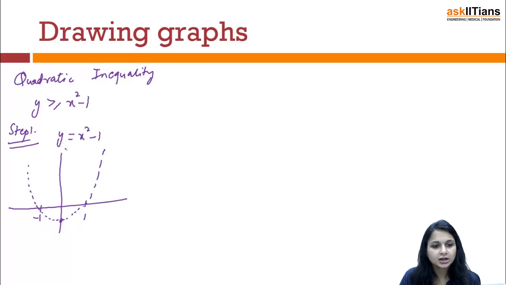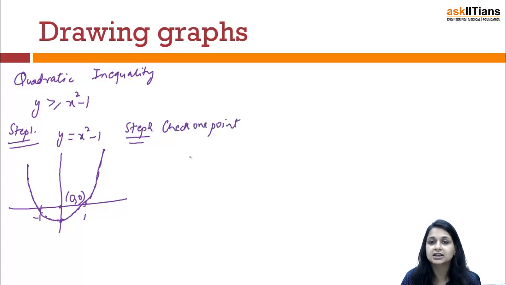Now I want to understand whether the region would be inside or outside. Because it is greater than equal to, I will be drawing this firm line, not the dotted one. The only thing which I want to understand is whether it would be the region inside the graph or outside the parabola. So let me consider one single point, say origin. Step 2 would be, I will check one point. This one point can be anything, it can be origin or any point that you can infer. So let me check origin.